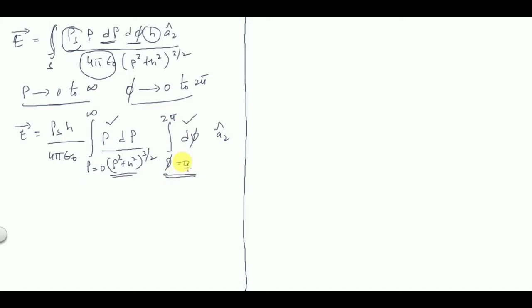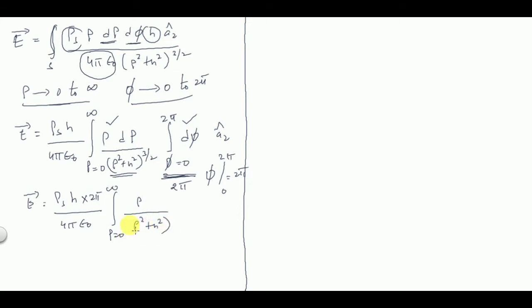Okay, so from this second integral, the integral of d phi is phi, right? Substituting the limits, you get 0 to 2 pi, so its value is 2 pi. I am writing this 2 pi also in the constant term. So E bar is equal to rho S into H into 2 pi divided by 4 pi epsilon naught into integral, rho is equal to 0 to infinity, of rho divided by rho square plus H square whole to the power of 3 by 2 d rho.